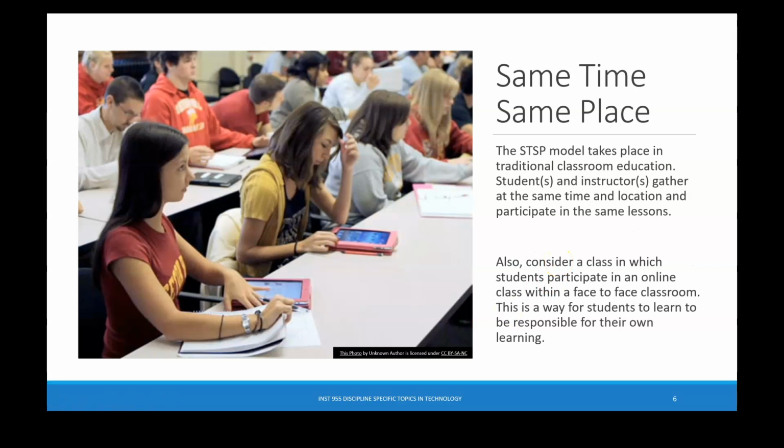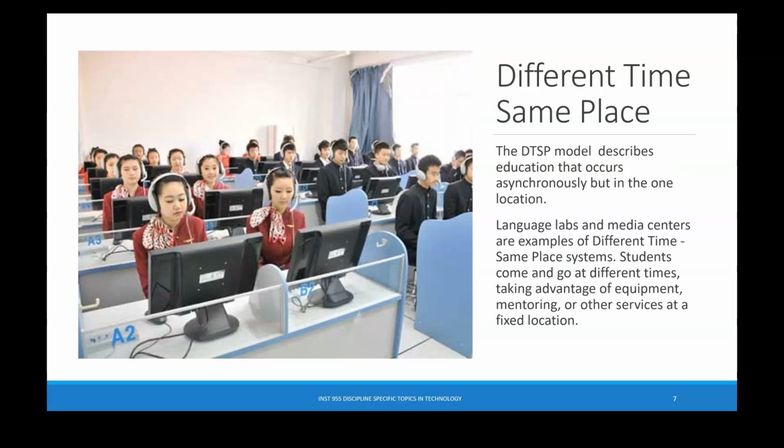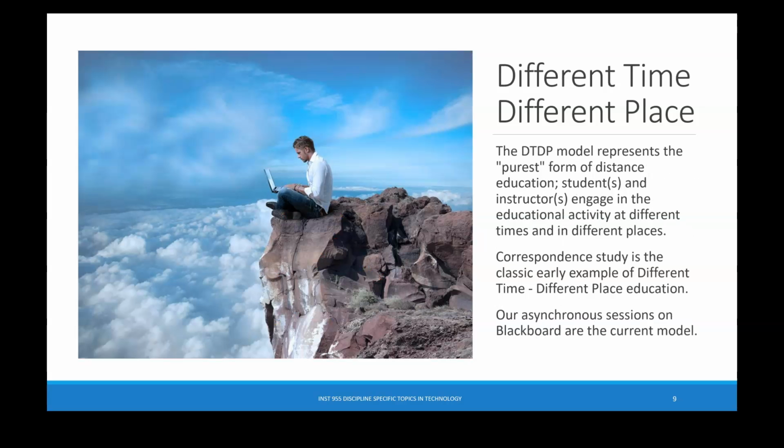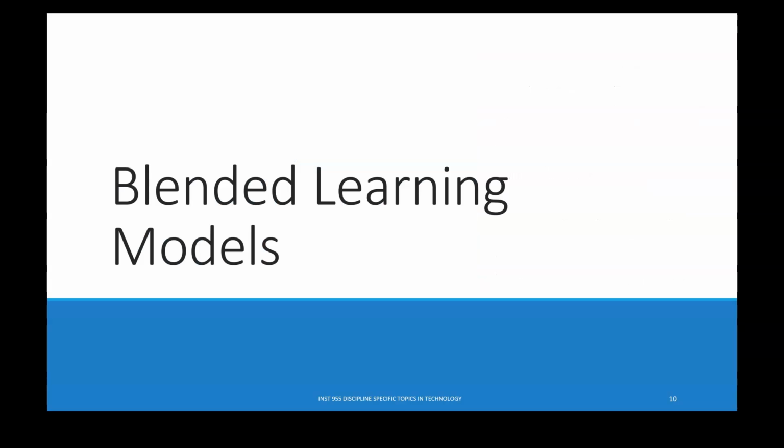So I just went through these in the boxes, and this is a summary of each type. You can go back and look at this when you have the slides. Here's the different time, different place. I'm not sure I'd be sitting up there with my laptop, but who knows?